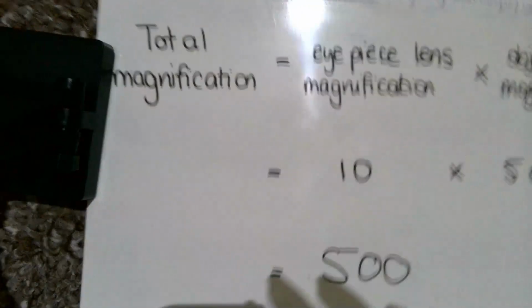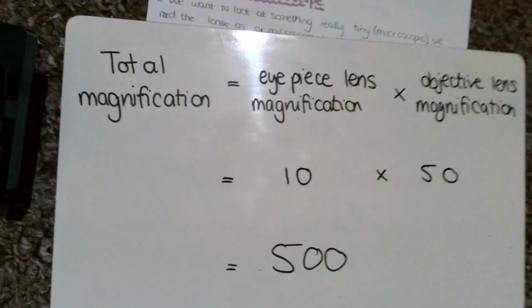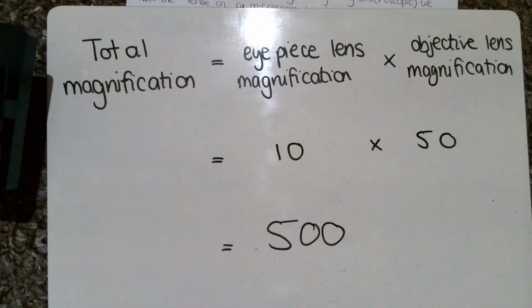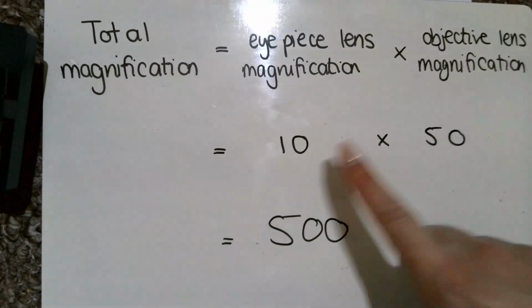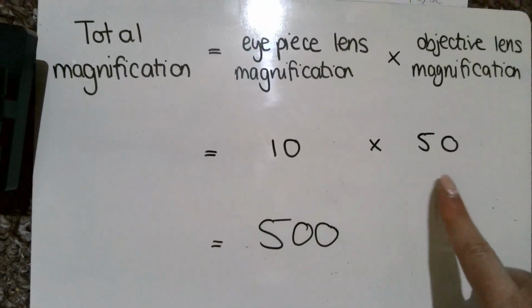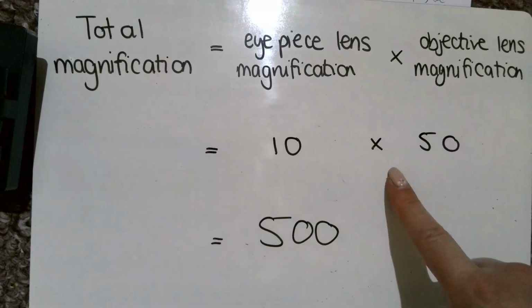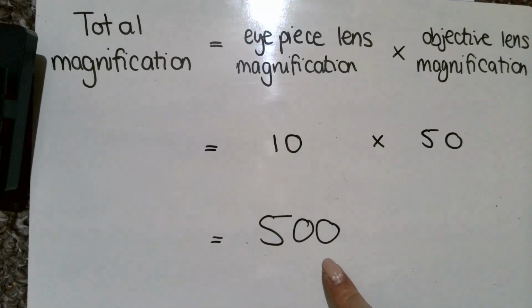Okay, so I've gone through the answer here. Total magnification equals eyepiece lens magnification times the objective lens. That's the calculation we've used. I've put the 10 from the eyepiece and the 50 from the objective lens into the equation, and it comes out with 500.